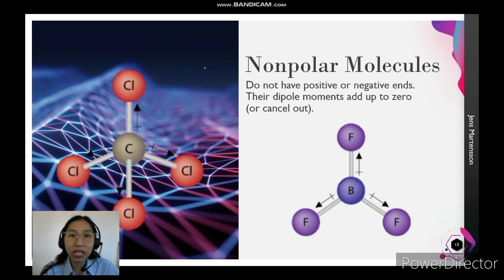Same with CCl4. The central atom is carbon, and attached to it are 4 chlorine atoms. These are your terminal atoms. As you can see in the arrows here, the electrons are evenly distributed. The arrows of C point in different directions, each toward a chlorine. That is why it has no partial positive or partial negative charge, so you can call these molecules nonpolar molecules. All right?